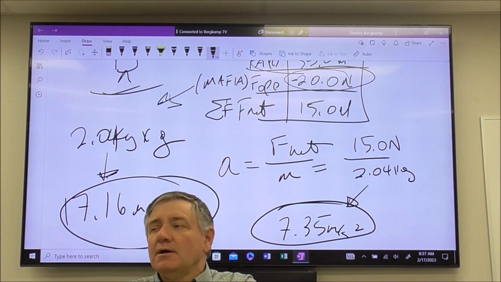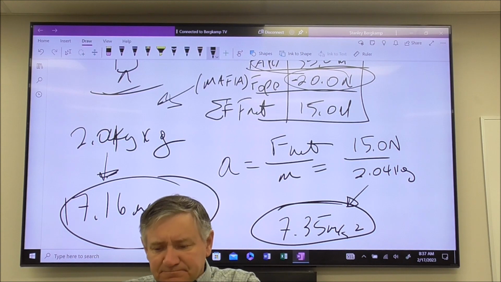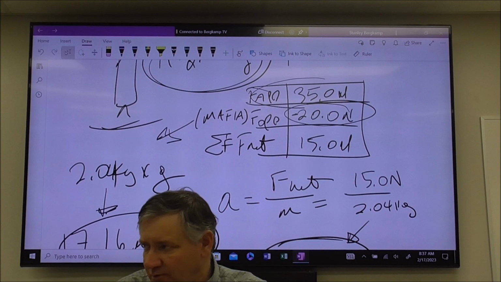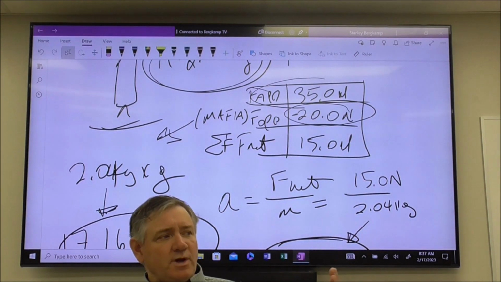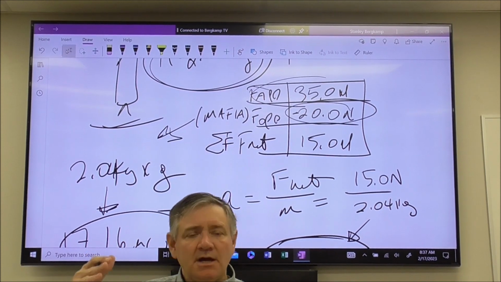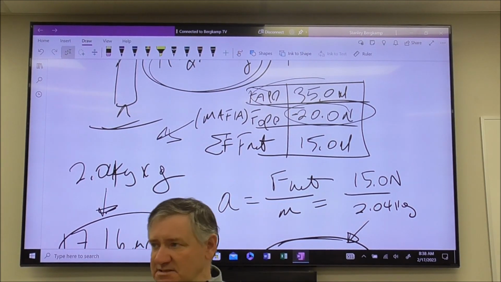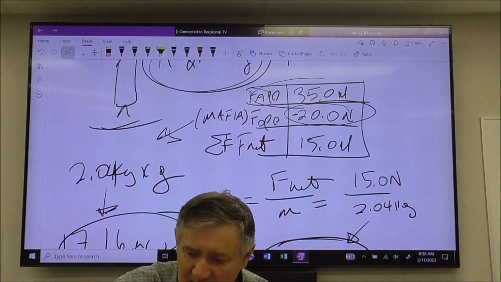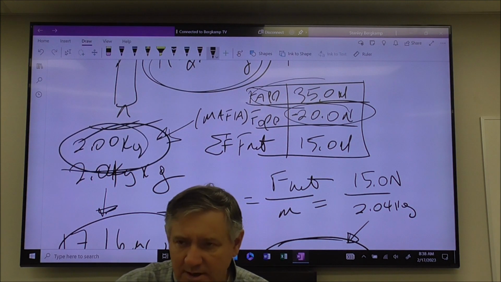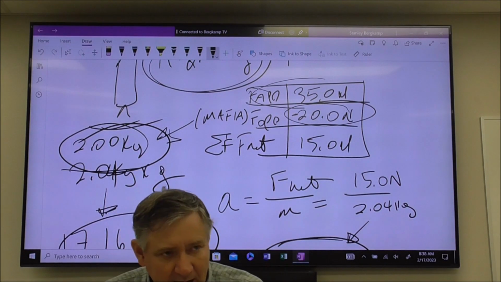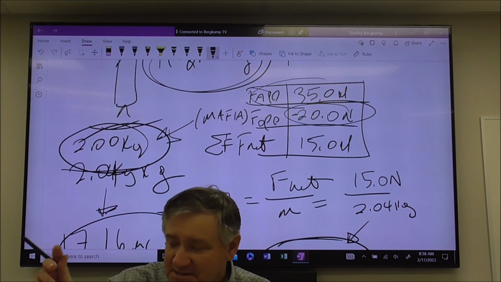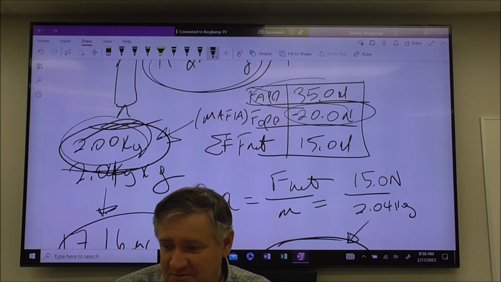Okay? Now, interesting thing happens. Let's say instead of that mass being 2.04 kilograms, we find a way to reduce the mass of the rocket. Maybe we go from choosing a metal piece and we substitute it with a plastic piece. And let's say the mass of that rocket drops to 2 kilograms.